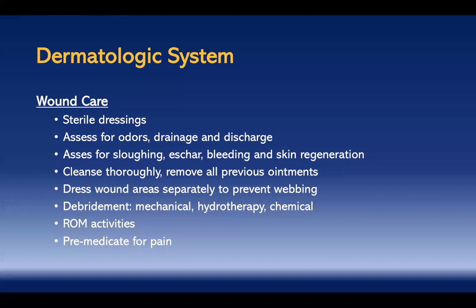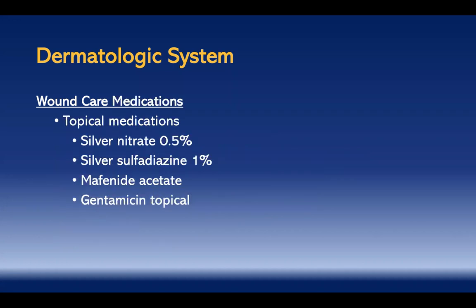And then debridement will be a common treatment, meaning removal of the dead skin. This can be mechanical through things like surgical removal in the OR. It can be done through hydrotherapy showers or whirlpools, or chemical debridement. We'll need to help with range of motion exercises to maintain mobility of the joints and tendons and ligaments, and of course, pre-medicate them for pain.